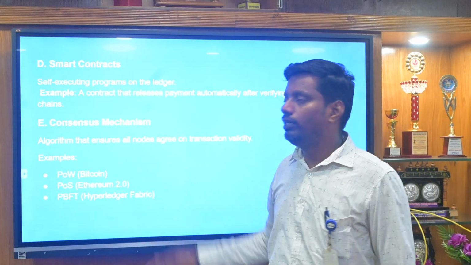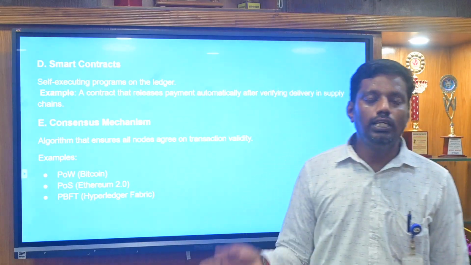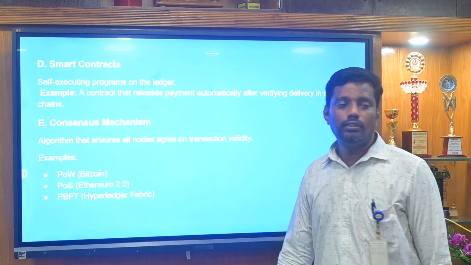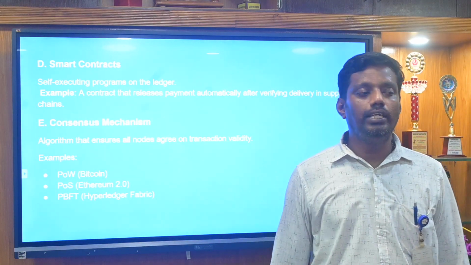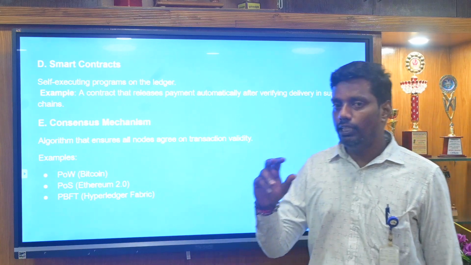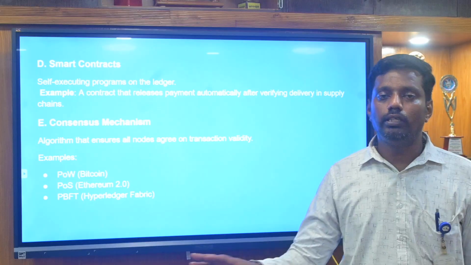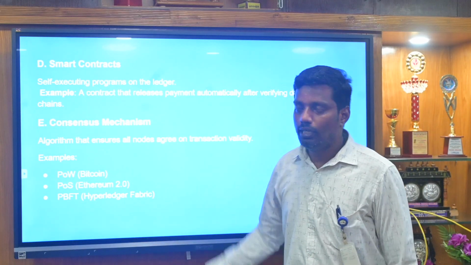Then you come to smart contracts. Smart contracts are self-executing programs on the ledger. For example, a contract that releases the payment automatically after verifying the delivery in a supply chain. Once the delivery has been made, the payment is automatically processed. So this is what we saw in the case of a smart contract.